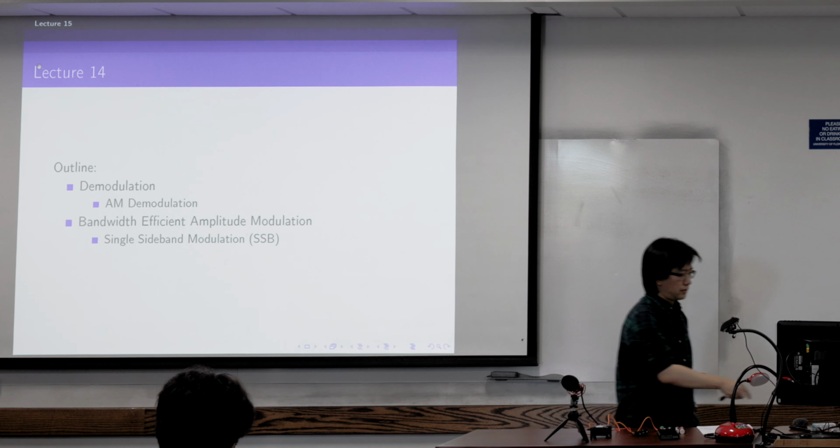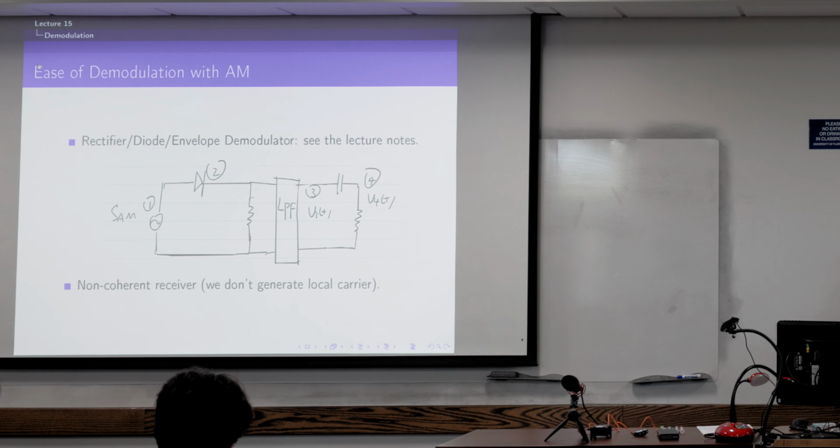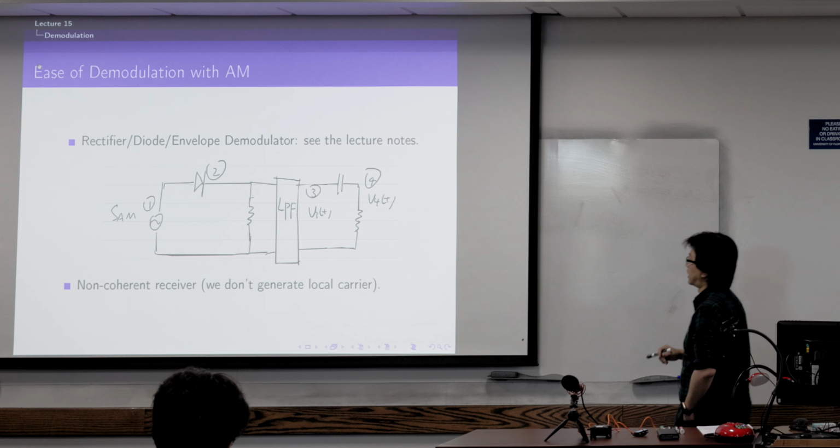Okay, here are the details for the AM demodulation. Firstly, we covered the square demodulator, right? This was covered two lectures ago, so we don't mention too much here. This is what we covered in the last lecture.